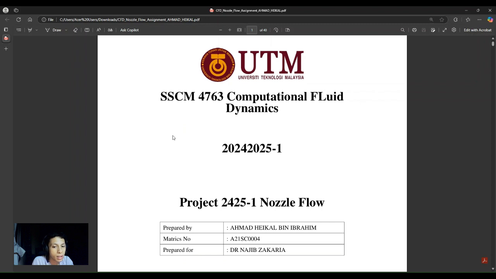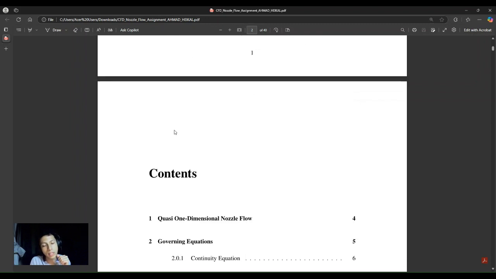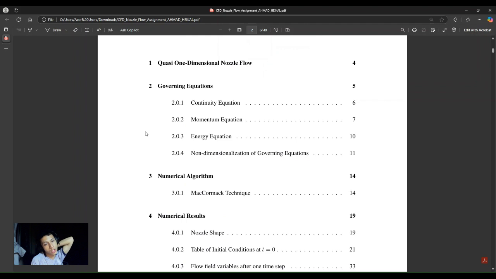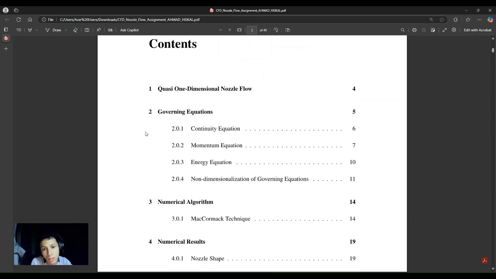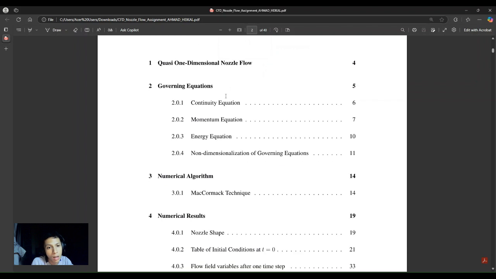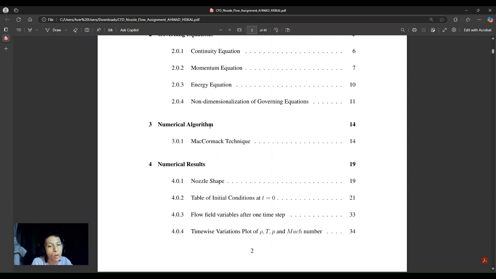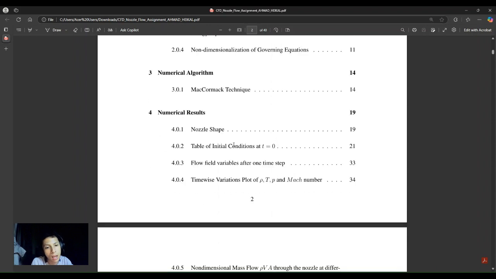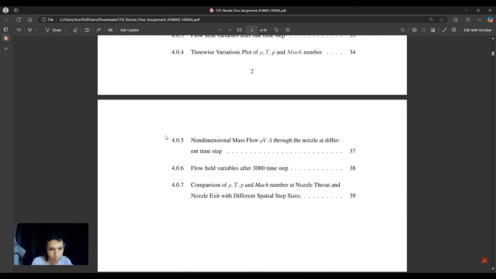Today, my name is Ahmad Ibrahim, and I'm going to present my findings on the Quasi one-dimensional Nozzle flow project. In this video, I'm going to touch only a few parts of my project, which are the introduction to quasi one-dimensional nozzle flow, a little bit on the governing equations, and the numerical algorithm, which is the MacCormack technique, and also the numerical results.